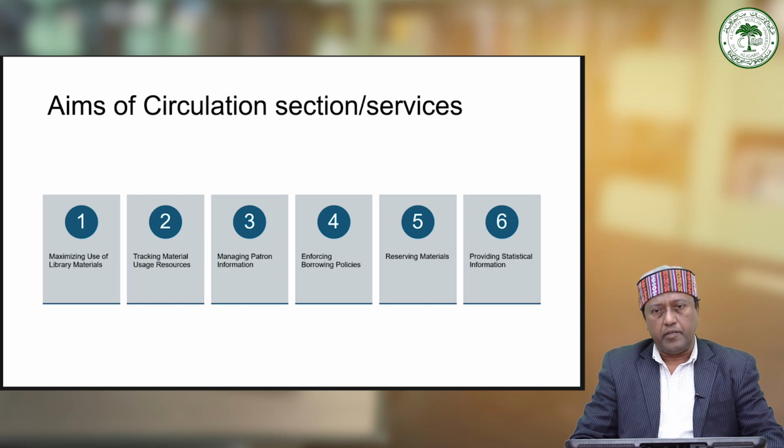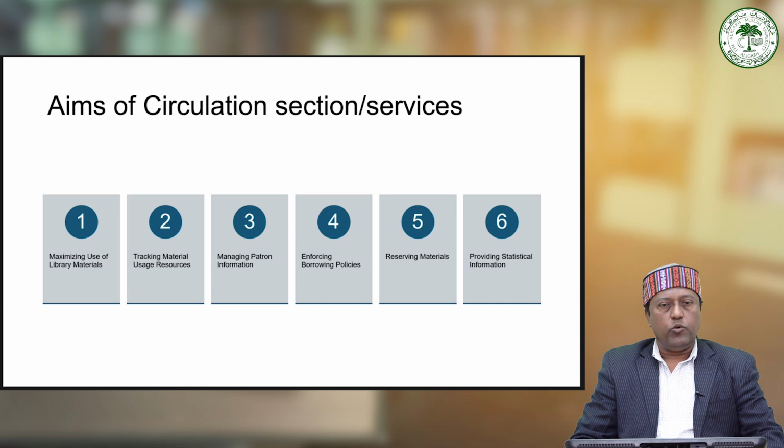The next important aim is enforcing the borrowing policies. So the circulation section is also responsible for enforcing borrowing policies and regulations, and this includes determining the duration for which a patron can keep a book, calculating overdue charges and fines, and collecting fines for late returns. So all these jobs are done by the circulation section.